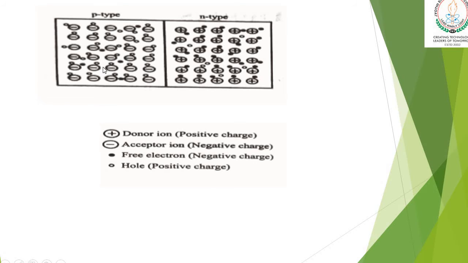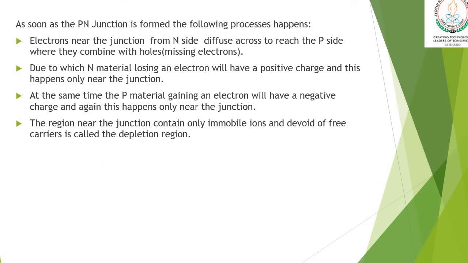In the earlier slide I represented the independent P and N type. Now the P and N are fused together, and this is how it will happen. You have the donor ion, the acceptor ion, the free electrons and the holes. Now as soon as a PN junction is formed, this is what is going to happen. Now this is without applying any external voltage.